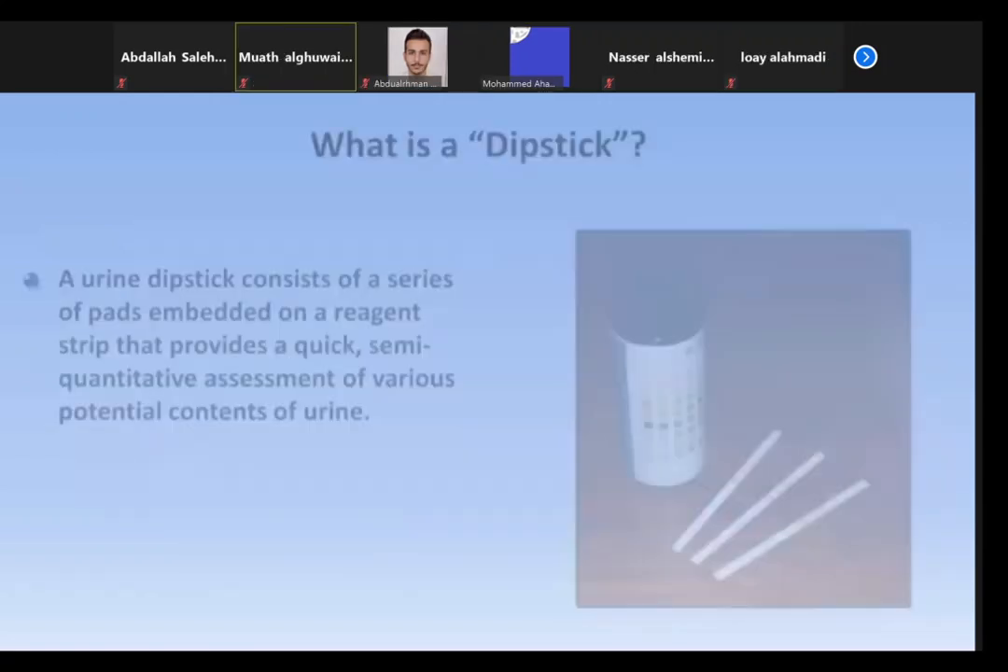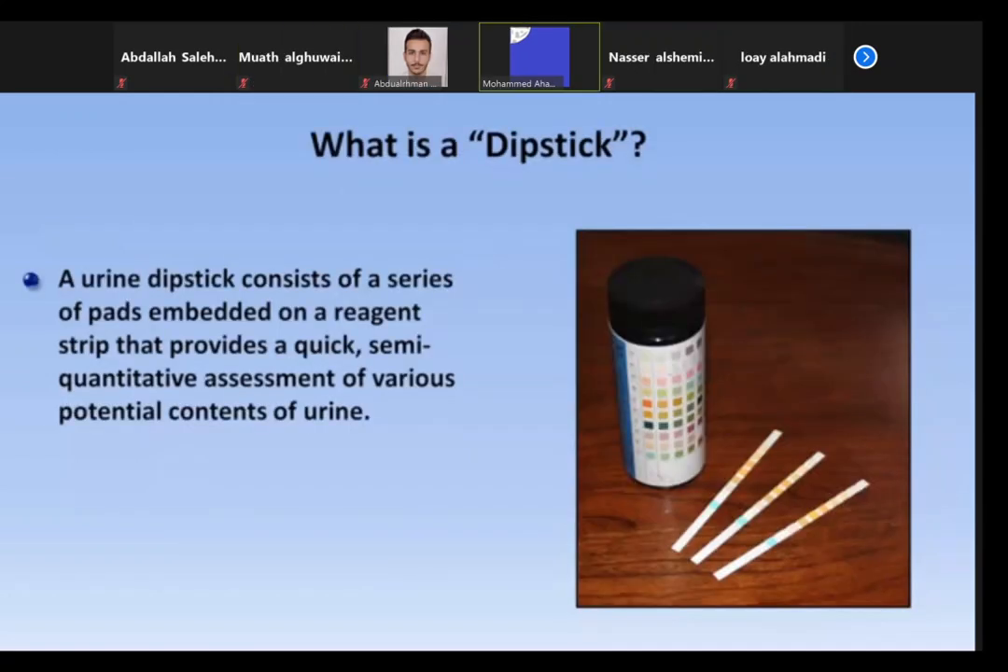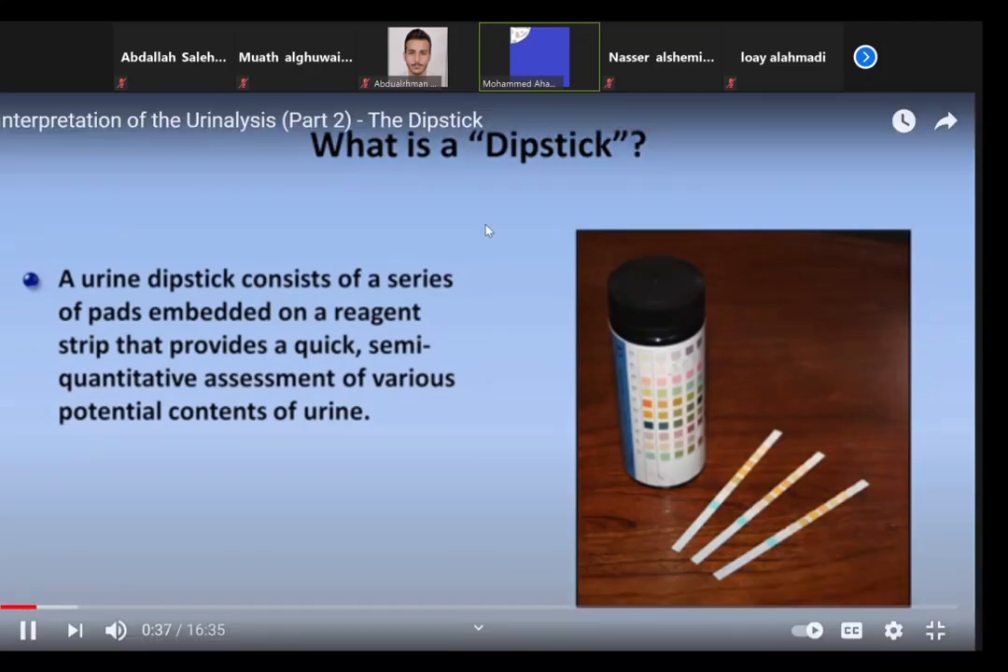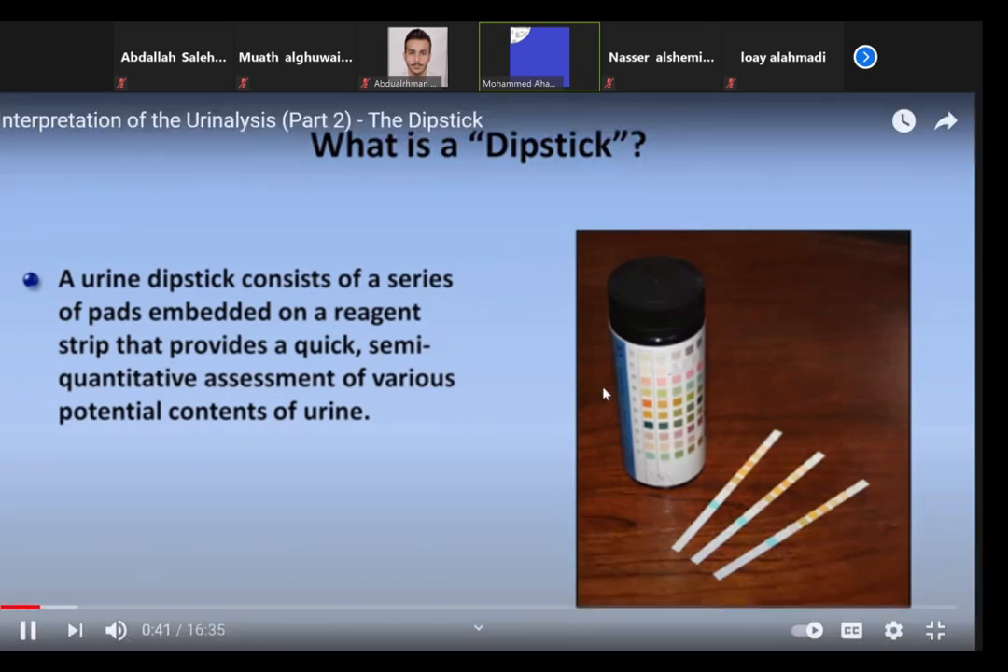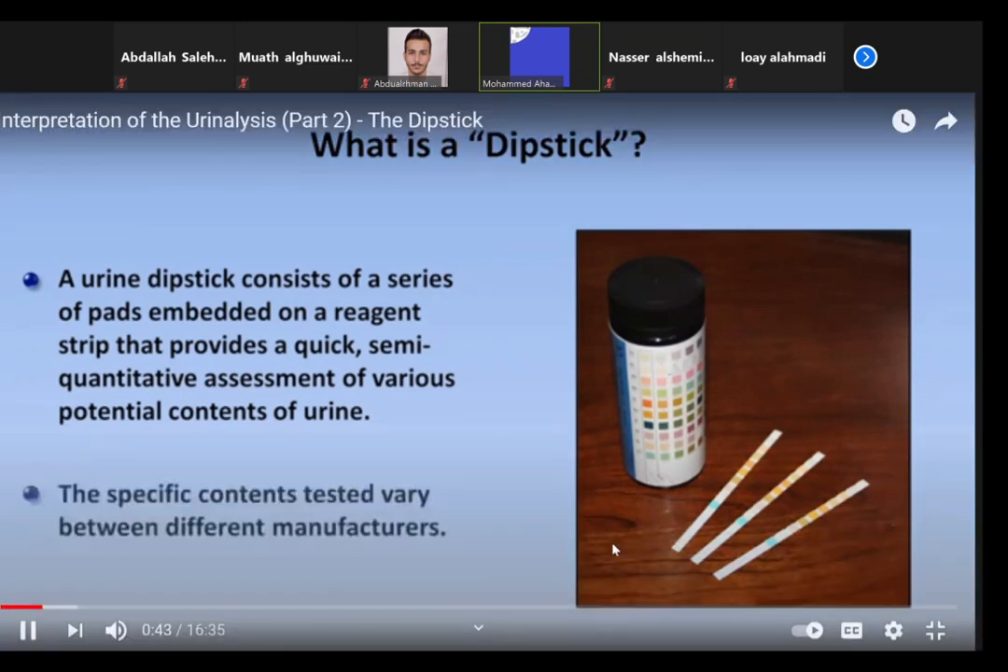A urine dipstick consists of a series of pads embedded on a reagent strip that provides a quick, semi-quantitative assessment of various potential contents of urine. The specific contents tested may vary very slightly between different manufacturers.